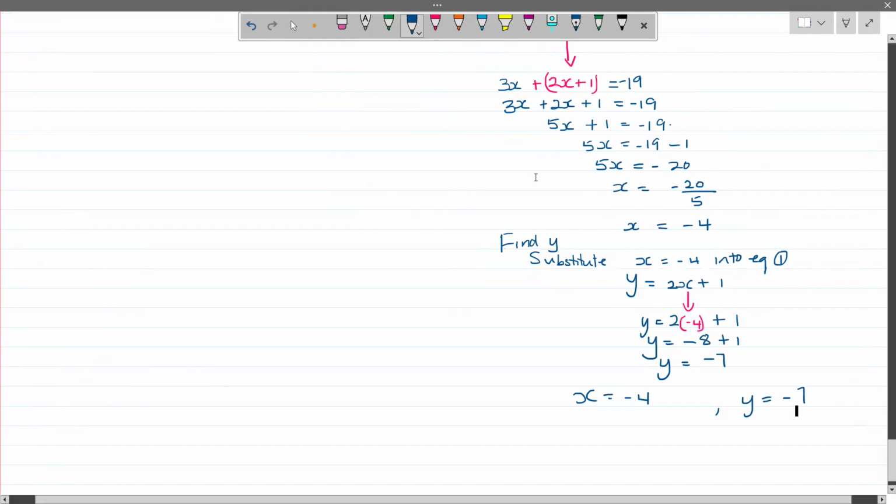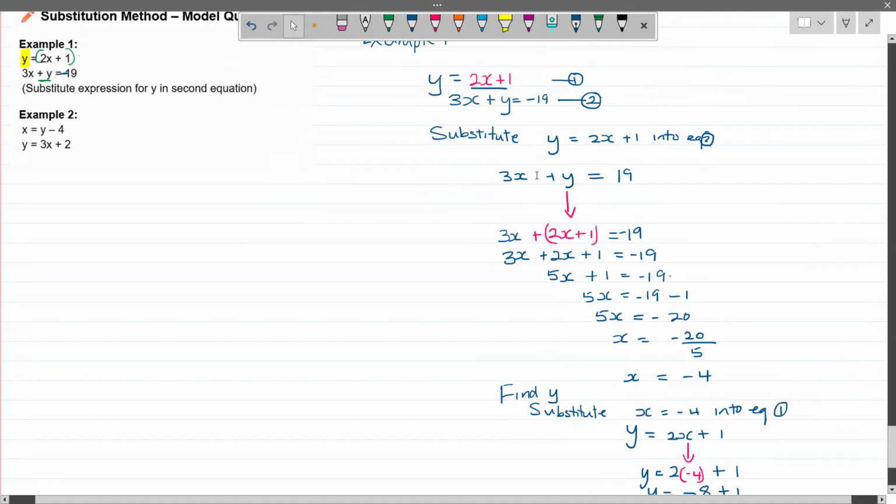So nothing changed drastically. The difference is here, we're not trying to eliminate a term. We're actually trying to replace one of the letters with an expression in terms of the other one. So if I replace any y with an expression in terms of x, I would only have x's here.